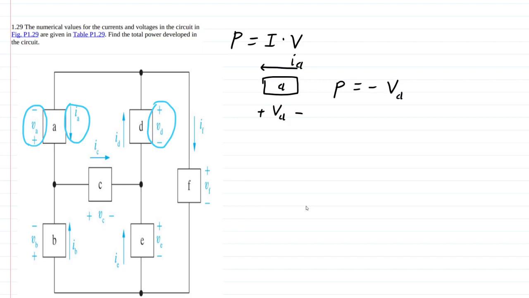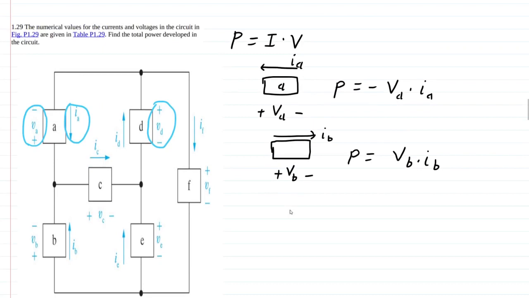So it's going to be VA times IA. Similarly, if we have VB and the current IB is flowing in this direction, the power is going to be positive. So it's just VB times IB. And the significance of plus or minus power is that a positive power means that the component is dissipating that much power, and if it is minus, it is supplying that much power.